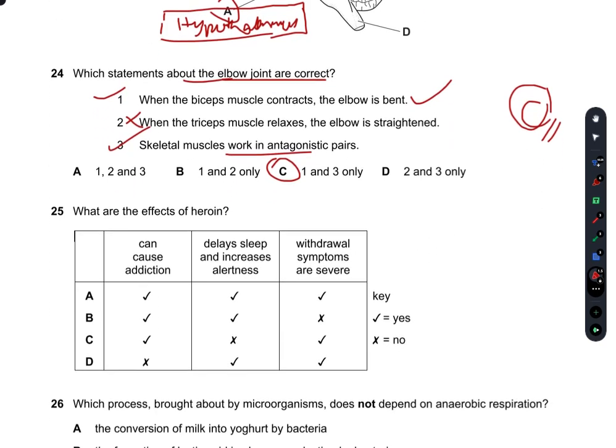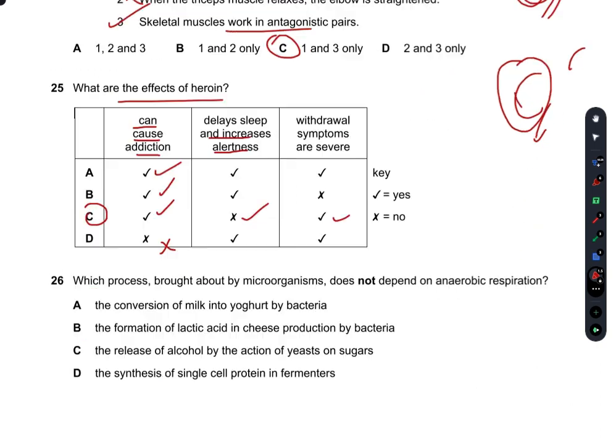So what are the effects of heroin? Can heroin cause addiction? Yes, it can. So D is incorrect. Delays sleep and increases alertness. No, heroin is a strong sedative, so it does not delay sleep. Withdrawal symptoms are severe. Yes, they are. So C is the right answer.